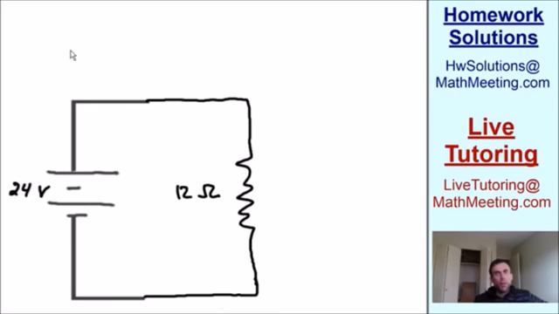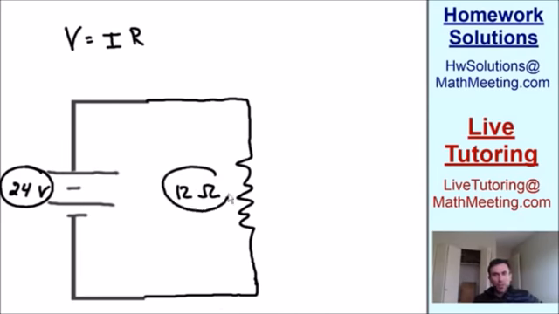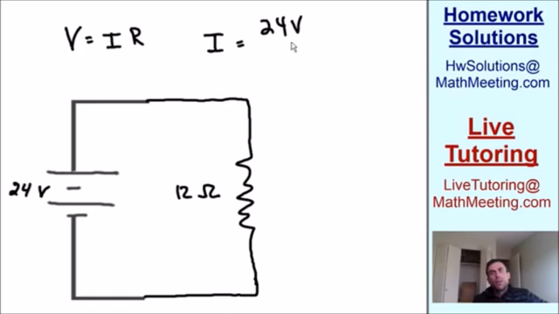And we can use the formula: the voltage is equal to the current, which is written with the letter I, times the resistance. So the voltage we know is 24 volts, and the equivalent or total resistance is equal to 12 ohms. So we can plug that in, and the current is going to be equal to the voltage, which is 24 volts, divided by the resistance, which is 12 ohms. 24 divided by 12 is equal to 2, so the current is going to be equal to 2 amps.